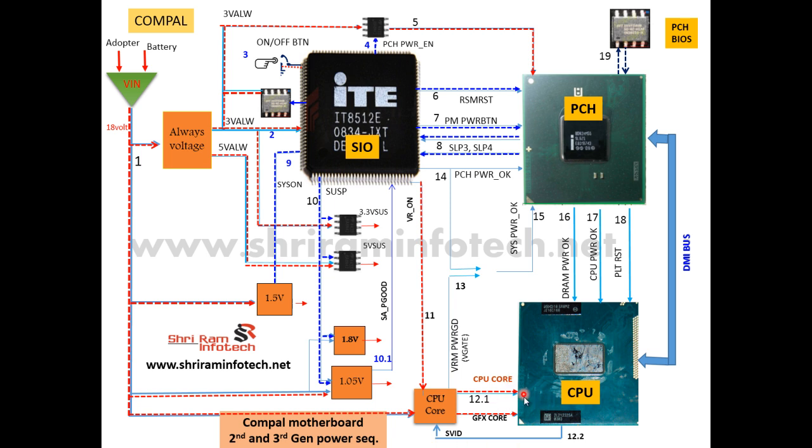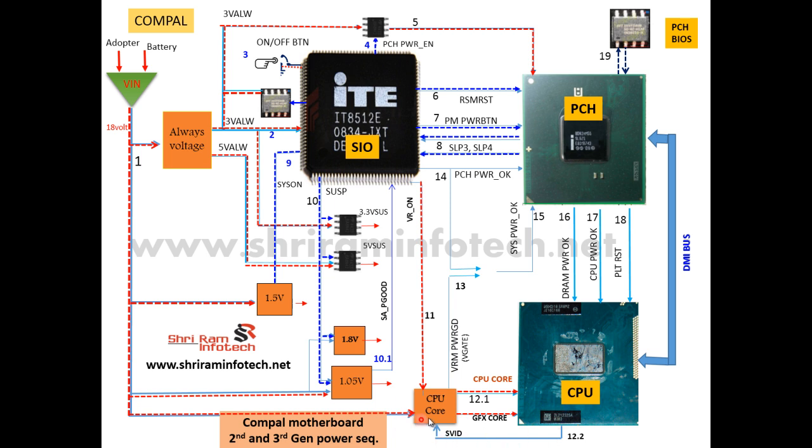After getting this CPU core and graphics core voltage, the CPU communicates with this VRM section, and this protocol is called the SVID. SVID means serial voltage identification signal. It communicates whether the power sent to the CPU is correct or not. If it is not correct, it informs the VRM section, okay, I need this much power.